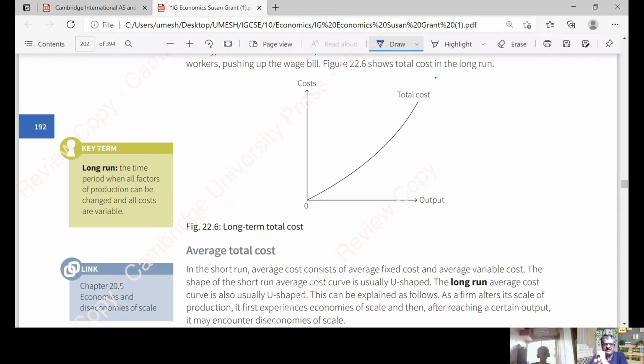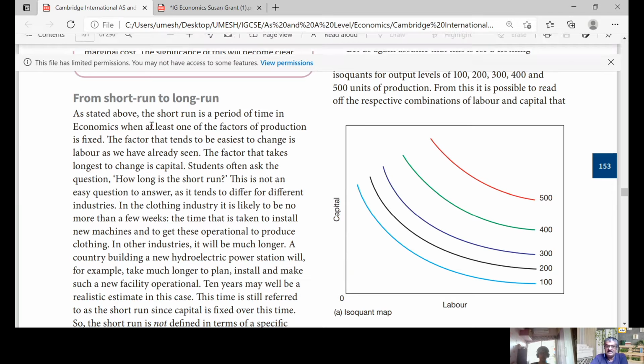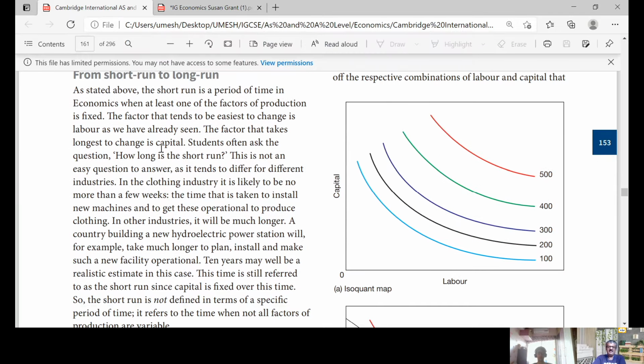Okay. What has happened, bacha? This is the long run total cost. And in the long run, there is no fixed cost. All the costs are variable cost. So the total cost curve and the total variable cost curve are the same, because there is no fixed cost. So variable cost is the total cost, and that's why there is no fixed cost. That is the definition of long run.